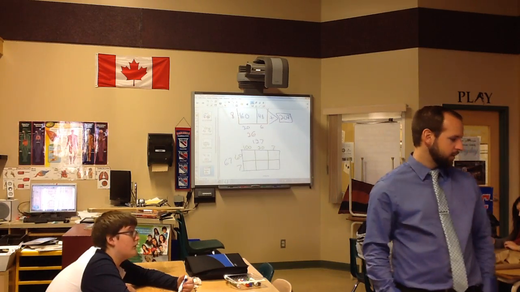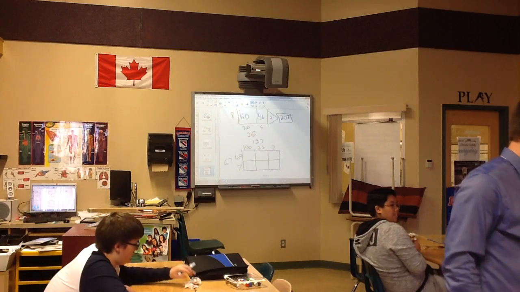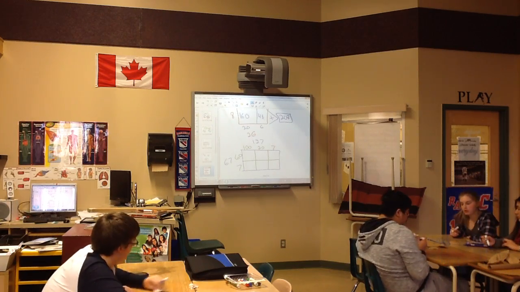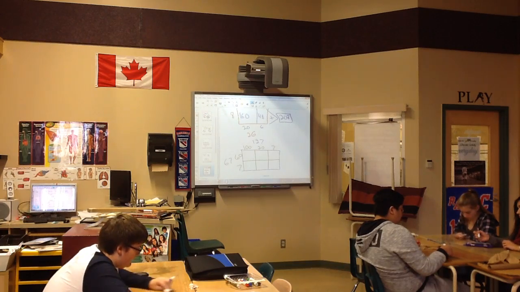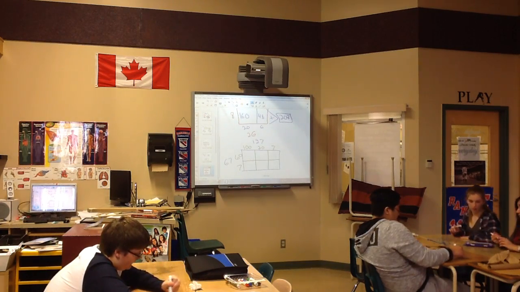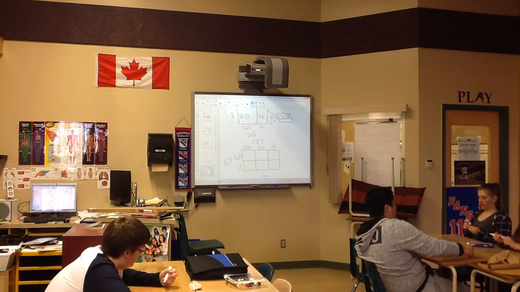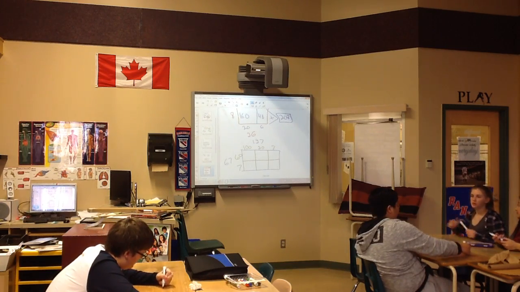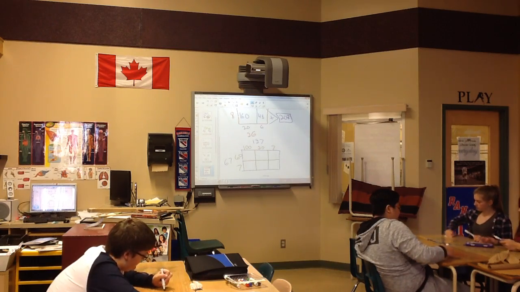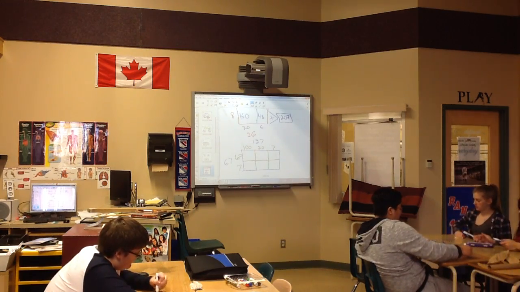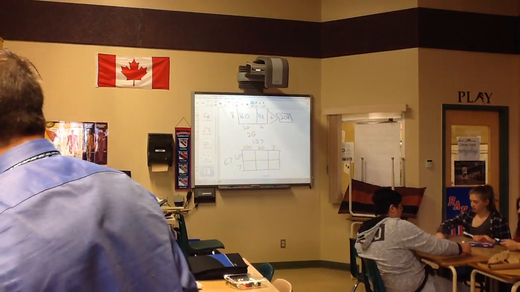8,700? 8,719. Whoa, 8,489. I did something. Oh, that's 60 and 7. That's 420, right? Yeah, I got it. I forgot to add the 0.